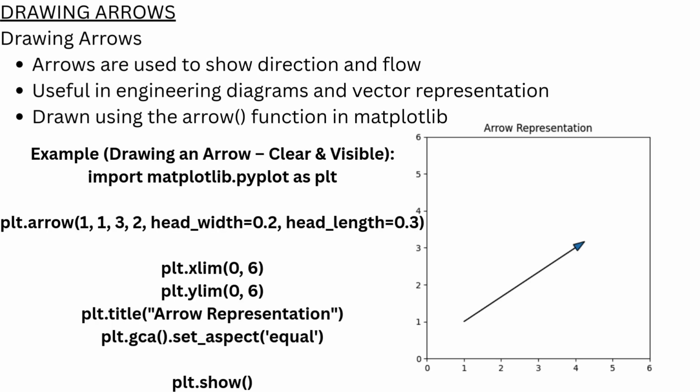Arrows are used to represent direction, force, or movement in graphical form. In matplotlib, arrows are drawn using the arrow function. The first two values represent the starting point of the arrow, and the next two values represent the direction and length. The head width and head length define the size of the arrowhead. We also set the axis limits and aspect ratio so that the arrow is clearly visible. Drawing arrows is very useful in engineering applications such as showing force direction, flow direction, and vectors.